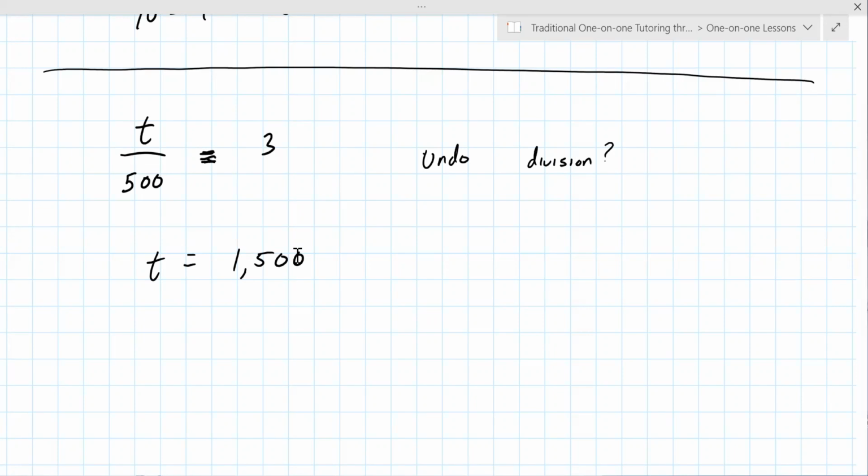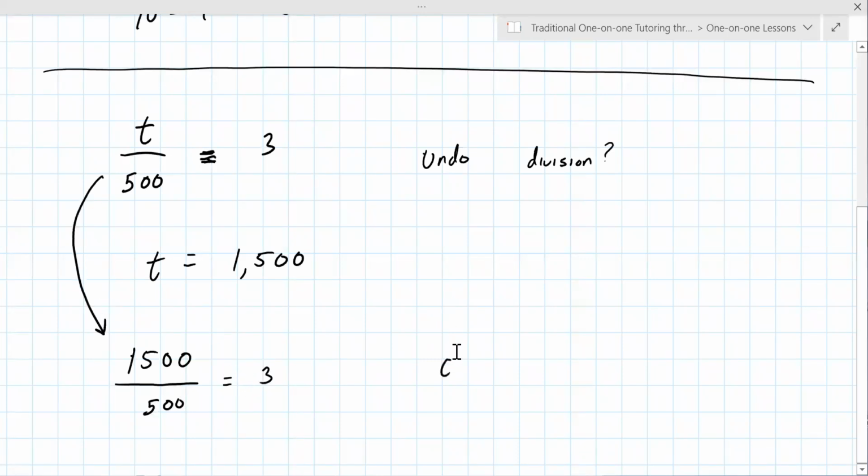You'd do 500 divided by 1,500. It's actually the other way around. You actually say 1,500 divided by 500. Does that equal 3? Yeah. You always check by putting it back into the original.